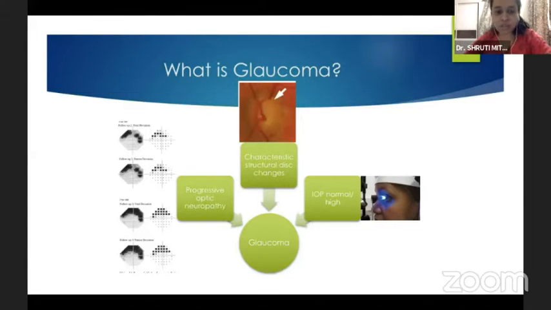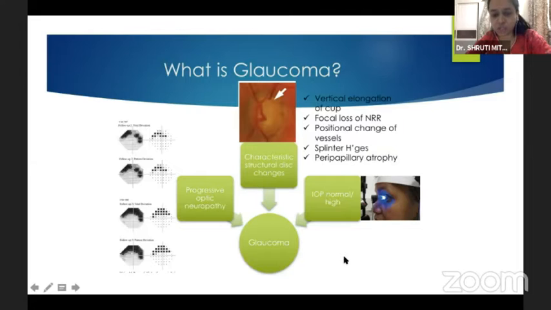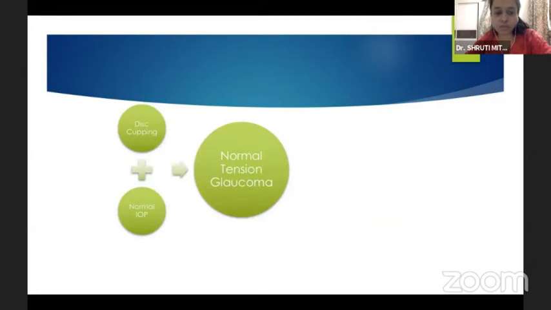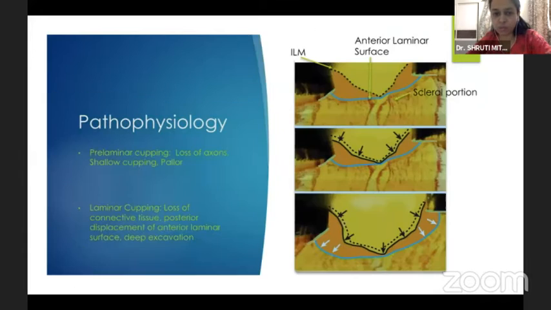Let us start with the basics. What do we know about glaucoma? Currently, glaucoma is defined as a progressive optic neuropathy with characteristic structural changes, wherein the intraocular pressure may be either normal or high. So basically, intraocular pressure is not a defining feature of glaucoma. If a patient presents with disc cupping and normal IOP, we reflexively diagnose normal tension glaucoma. But an important thing to remember is that there are various non-glaucomatous causes of disc cupping, and the patient should be thoroughly evaluated before we label it as glaucoma.